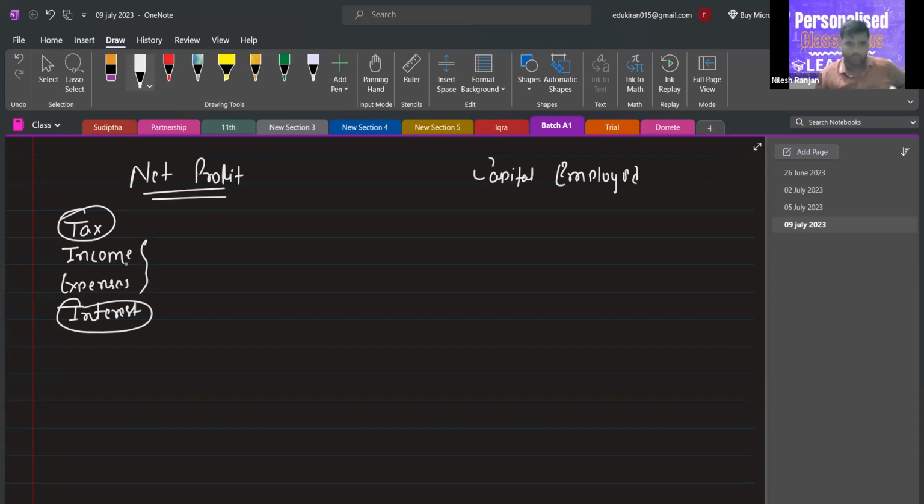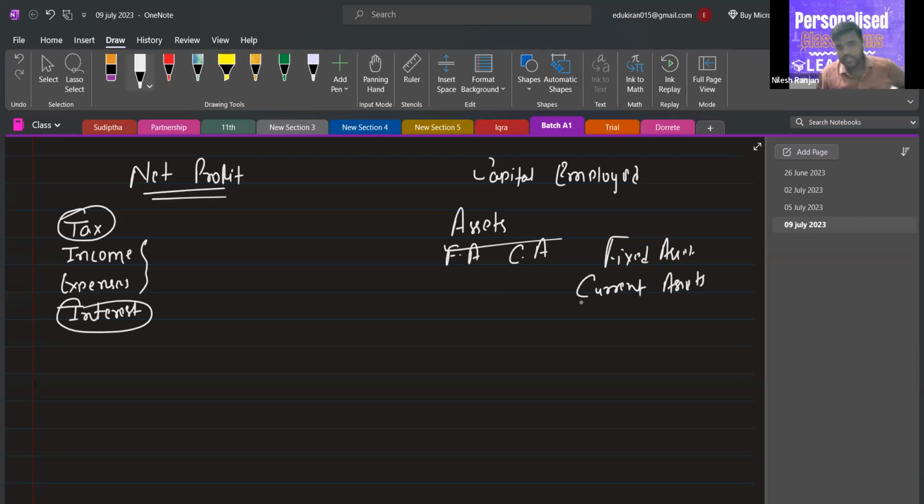Okay, sir. Okay. Now, on the capital employed side, if there is an increase in assets, our capital employed will change. Yes. Either fixed assets or current assets. Fixed assets, current assets. This is asset side approach. So fixed assets, current assets, and current liabilities. These are the component if we use asset side approach.